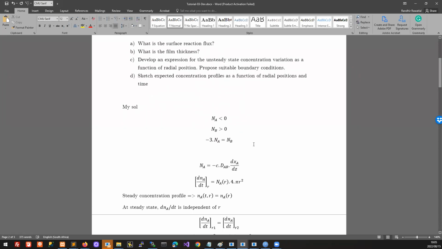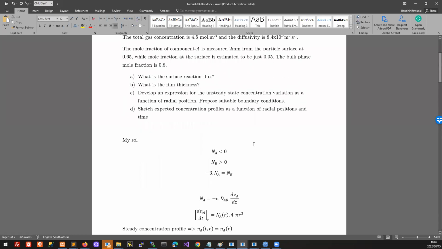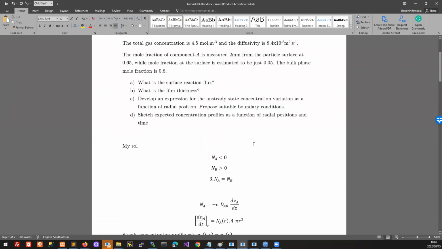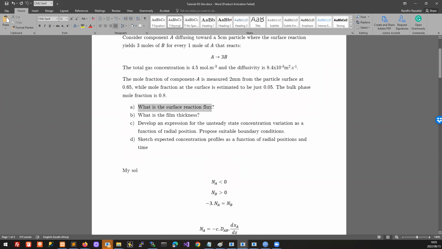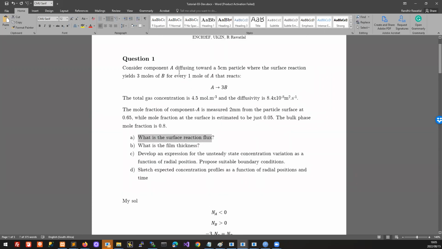Right, so I guess we've gone far enough into this that we'll do this in detail. So what is the surface reaction flux, we want to know. Let's look at what data is given to us. We are given the diameter. When it's said like this, we typically mean diameter, right? A 5 centimeter particle means diameter, not radius. And then we are given the reaction, the total concentration and the diffusivity.